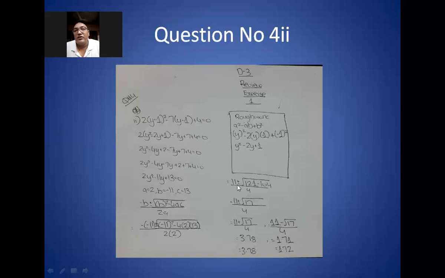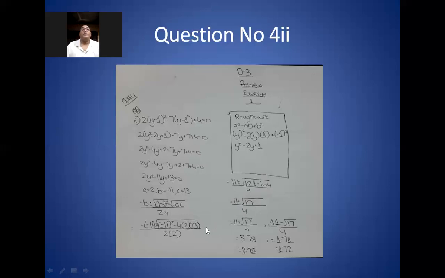So 11 plus minus under root, and minus 11 whole square will be 121. It will be positive 121. Remember that minus 1 of 2, 1 of 4. 4 2s are 8, 8 13s are 104. The whole thing divided by 4. So it will be 11 plus minus, and it will give you under root 17 divided by 4.